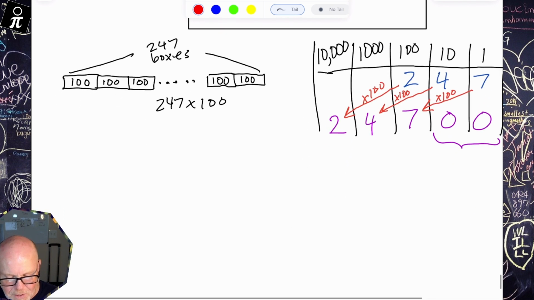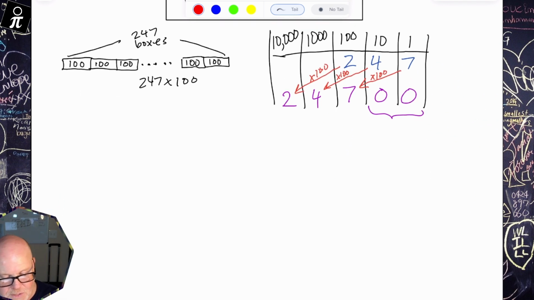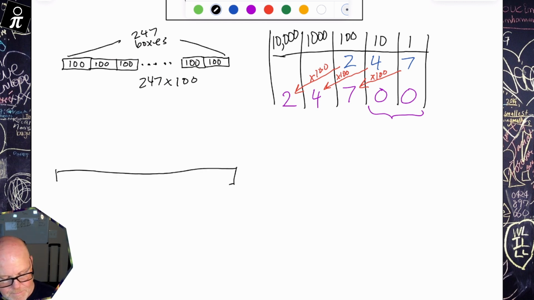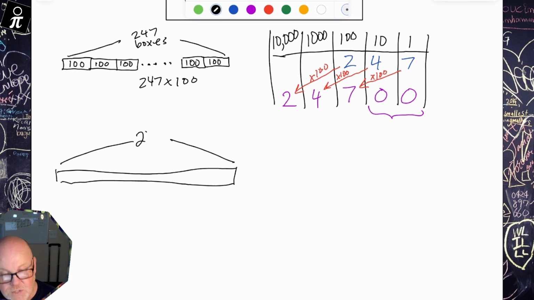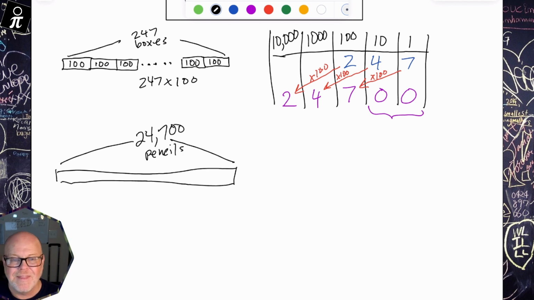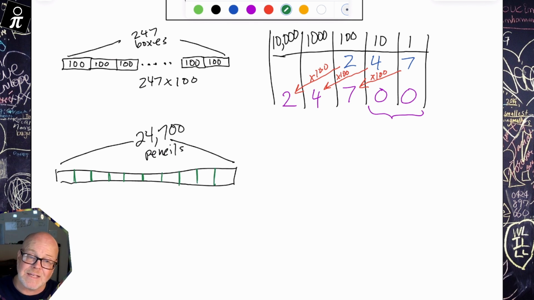So how do we make that part a visual experience? What I'm going to do is draw a single tape, and I know that that single tape represents 24,700 pencils. And then it says we need to divide them up amongst 10 classrooms. So, let's do green. I'm going to take this tape and chop it into 10 equal size pieces. Each of those pieces represents a classroom.